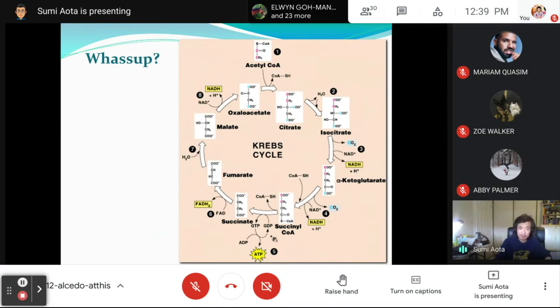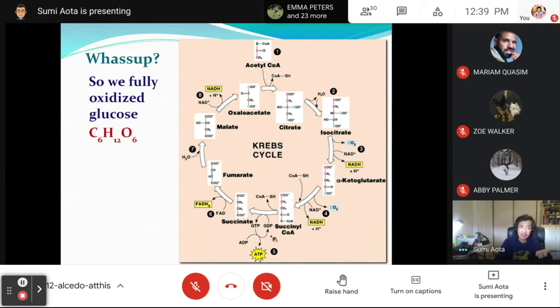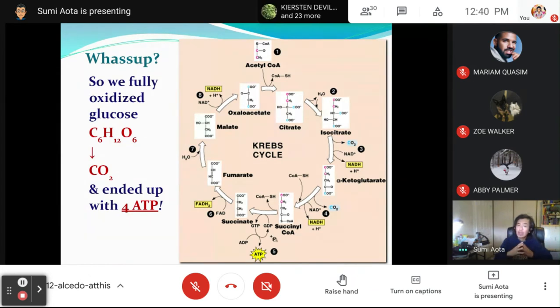Okay, so what's going on? We've fully oxidized glucose at this point. We started with C6H12O6. We've oxidized that completely to CO2 at the end of the Krebs cycle. In the process, we ended up with 4 ATPs. Where did we generate those 4 ATPs?